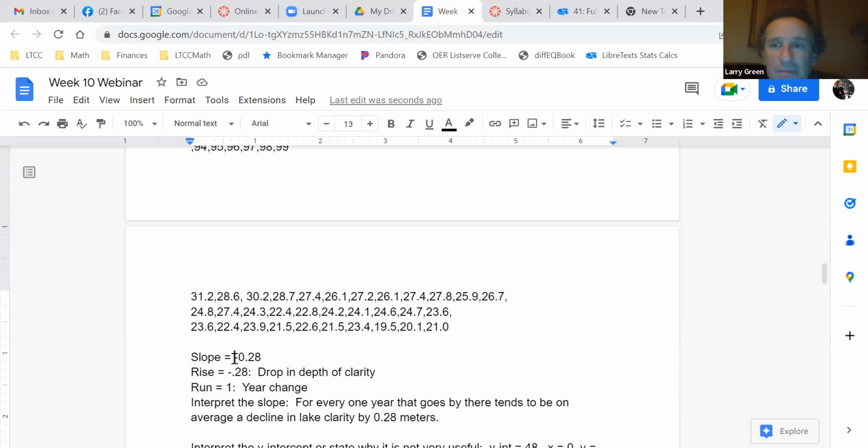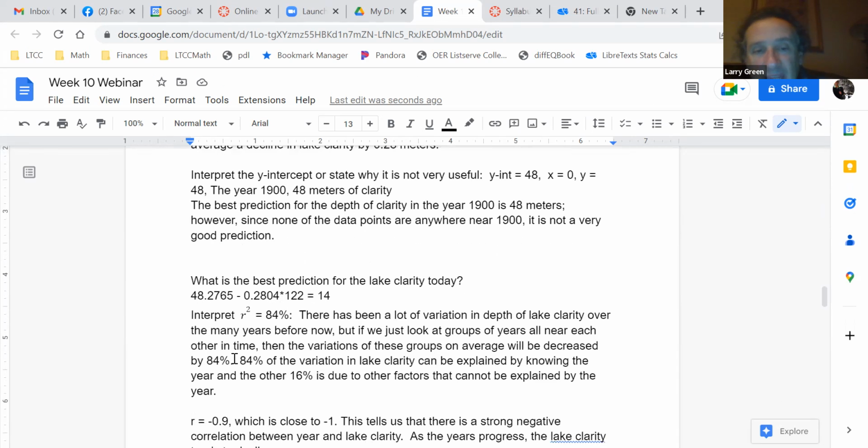Any questions on that? Because the slope tells you, as one goes up, does the other go up or down and how much? And the correlation also says, as one goes up, does the other go up or down? Okay. Any questions so far?